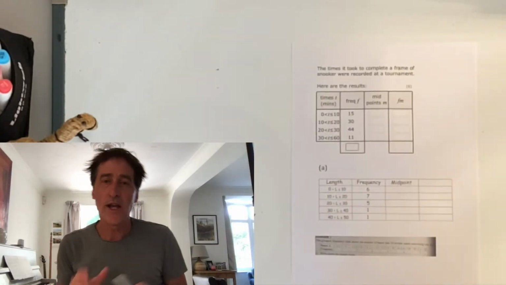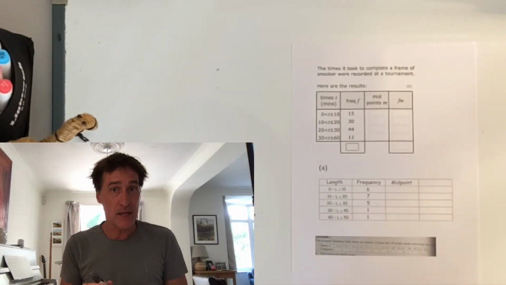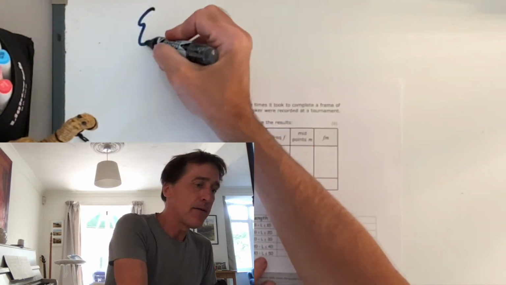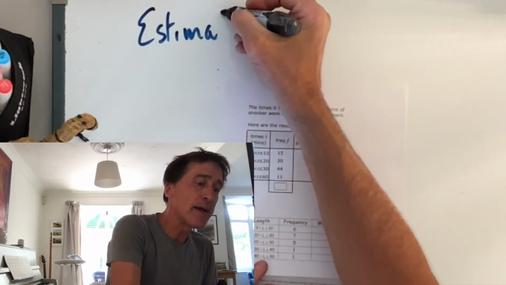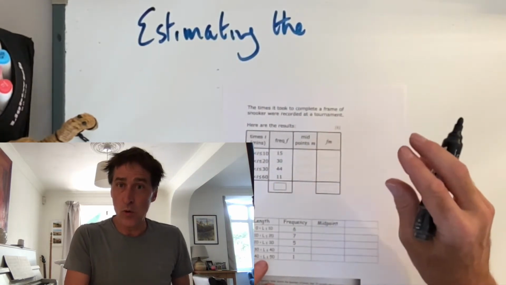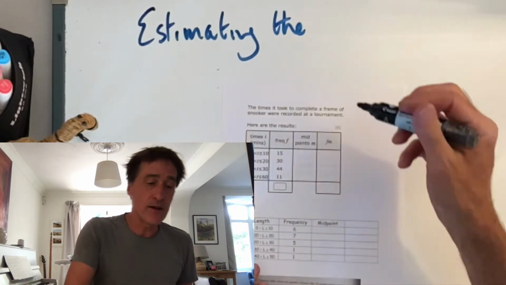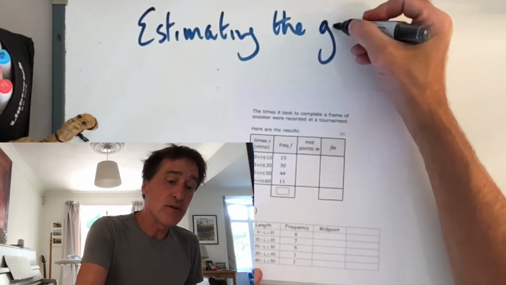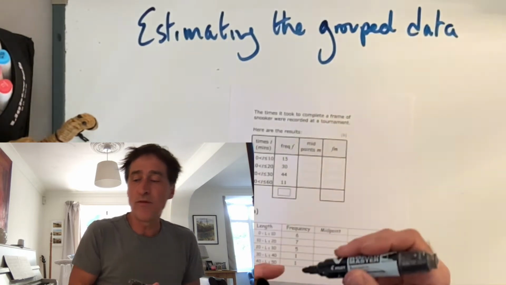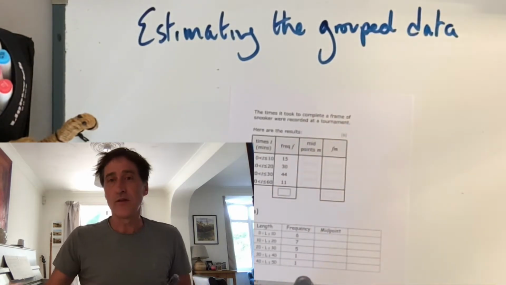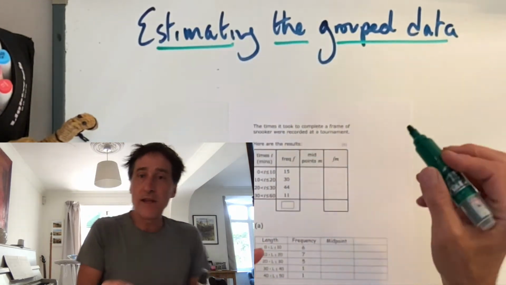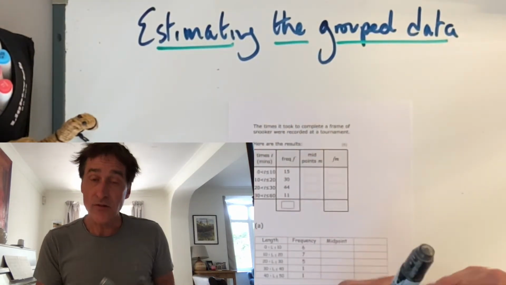Welcome. Today we're going to be looking at estimating the mean from group data. That's what we're looking at today, and we're estimating it because we don't know the exact raw data. This is secondary data, and we've grouped it, and so therefore we've lost some accuracy, so it's only an estimate. We can't say exactly what it equals, but we can give a rough idea.